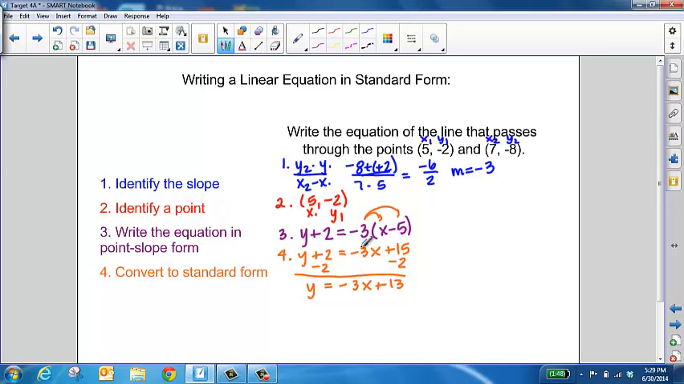And then our final step to get this into standard form would be to add 3x to both sides. Now since we can't actually combine these together, we're just going to write them out horizontally like so, and we get 3x plus y equals 13. And that is our equation in standard form.